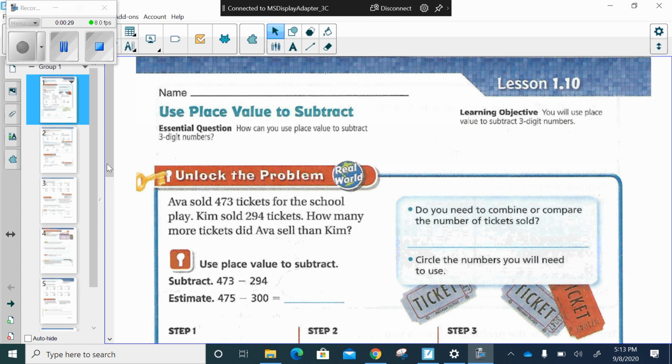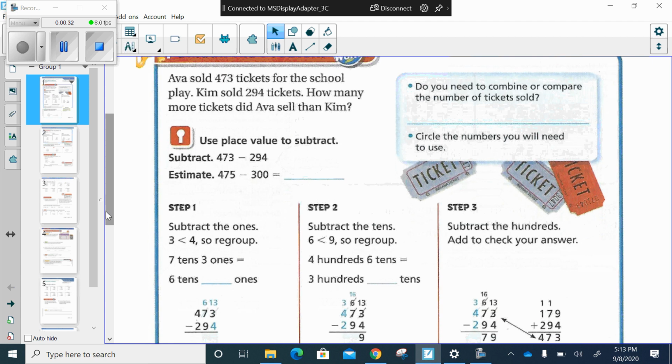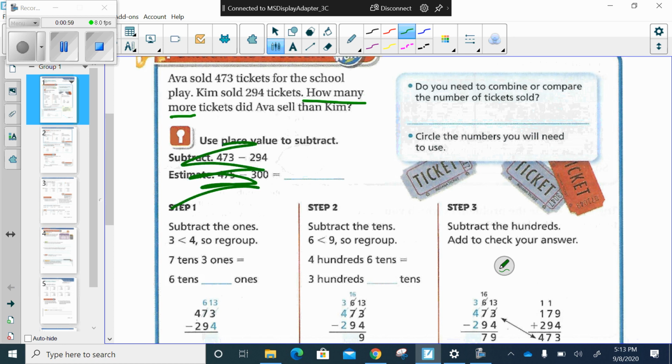So here we go. Here is our problem. Ava sold 473 tickets for the school play. Kim sold 294 tickets. How many more tickets did Ava sell than Kim? First thing, I hope you noticed this: how many more? That tells you that you are ultimately going to subtract. I'm not going to estimate right now.